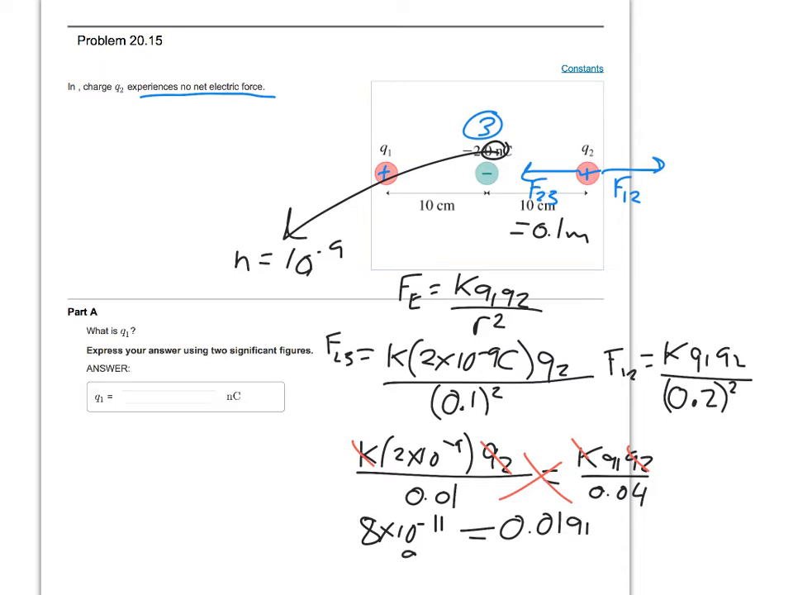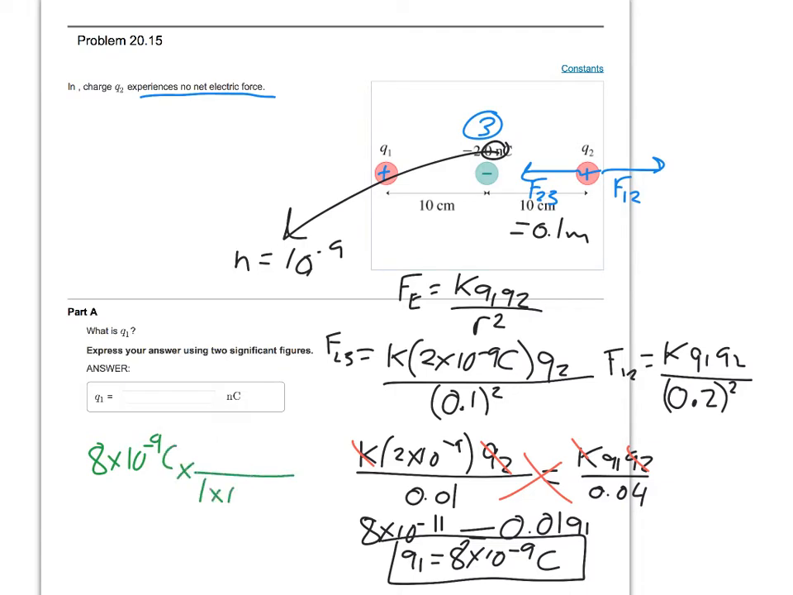So we go ahead and solve for Q1, and we get that Q1 is equal to 8 times 10 to the negative ninth coulombs. However, if we look closely, we actually want our answer here in nanocoulombs, not in coulombs. So I'm going to go ahead and convert that 8 times 10 to the negative ninth coulombs into nanocoulombs. So 1 times 10 to the negative ninth coulombs is 1 nanocoulomb. And that means that Q1 is equal to 8 nanocoulombs. Making it 2 sig figs, I just say it's 8.0 nanocoulombs.